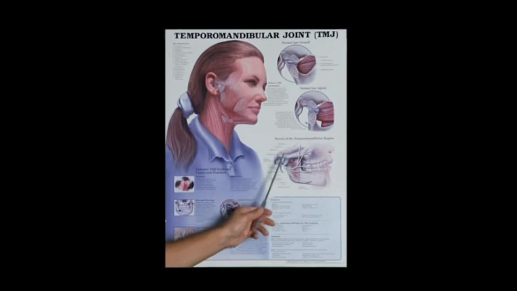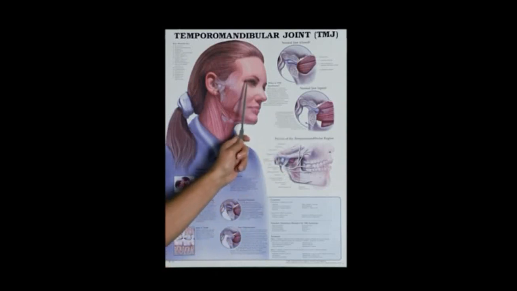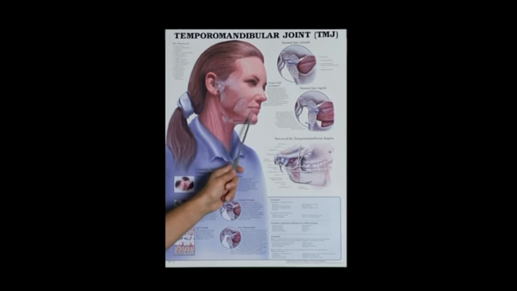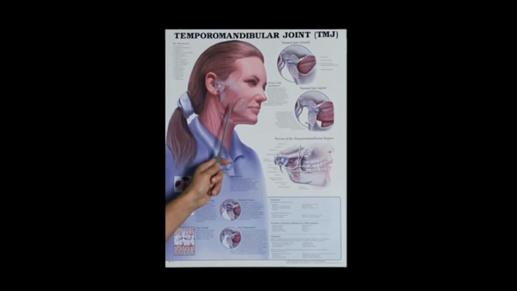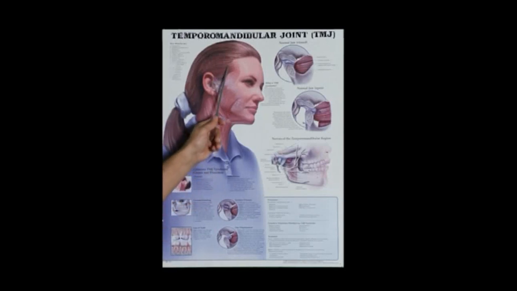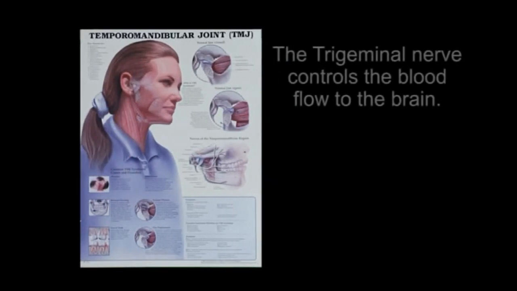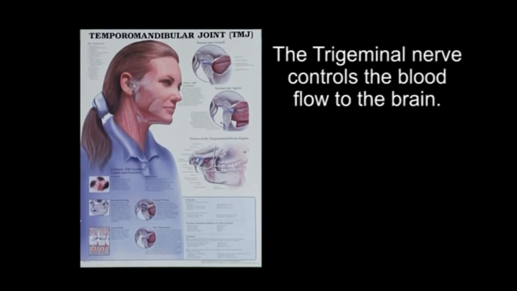The trigeminal nerve provides feelings and function to your eyes, sinuses, gums, teeth, tongue, lips, and jaws. More importantly, it actually controls the blood flow to the brain. It is the most complex nerve in your body.